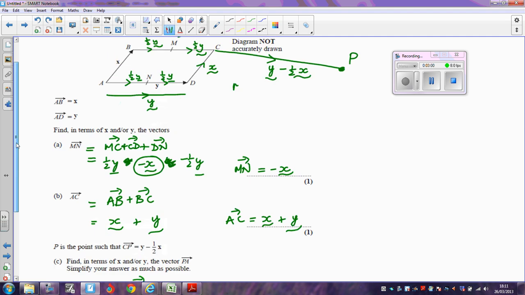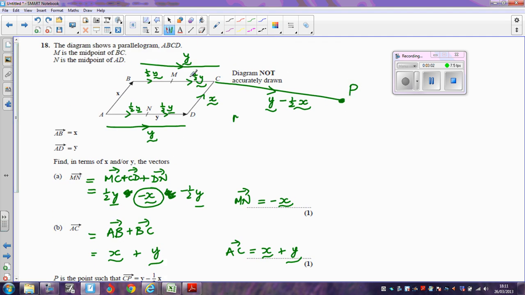So let's just have a look at how we could find PA. To get from P to A, I'm going to go from P to C, followed by CD, followed by DA. Actually, I'm going to do it over here so we can see the diagram. So PA is the vector PC plus CD plus DA. And let's see what we can get there. We already know the vector PC. Well, we know that CP is y minus a half x. So PC is going to be that in reverse. So I'm going to make it negative where it's positive. So the y becomes minus y. The minus a half x becomes plus half x.